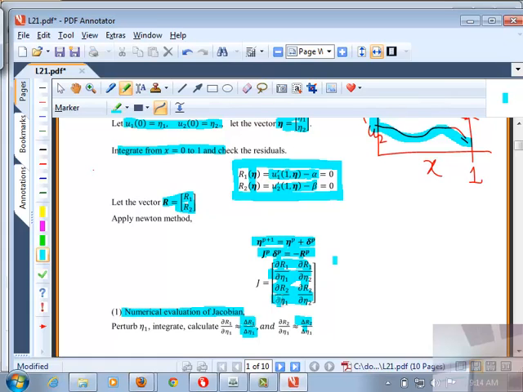And once I get J, I invert J, I can calculate delta, I put it in there, and I repeat the process. Because it's a nonlinear equation, you will not get the solution in one iteration, but you need to do several iterations. And each iteration means you need to make three shootings. Okay. Any questions?